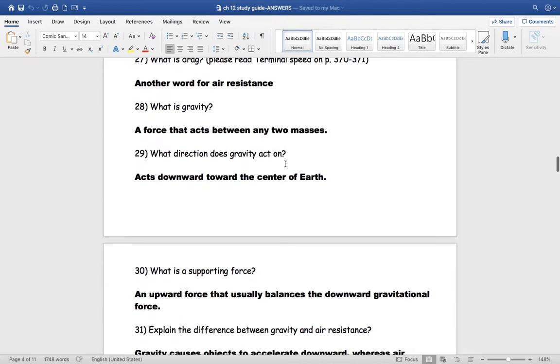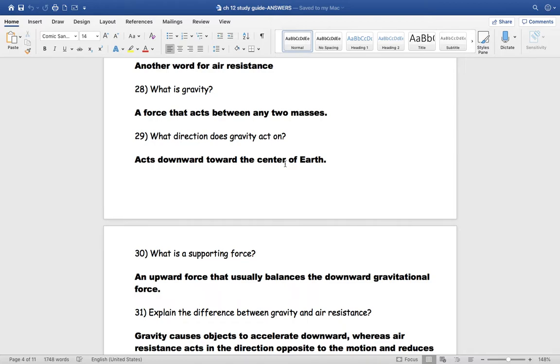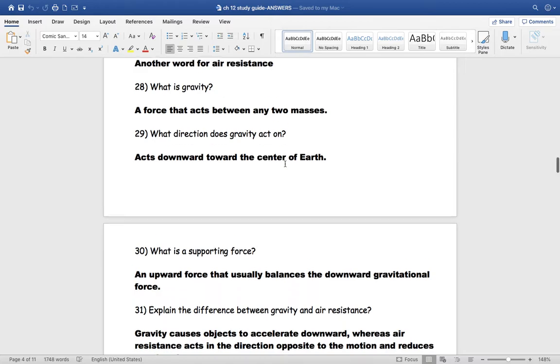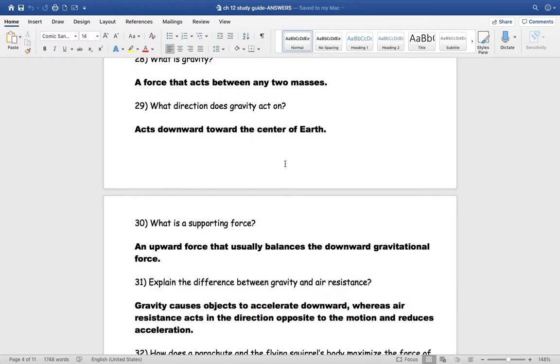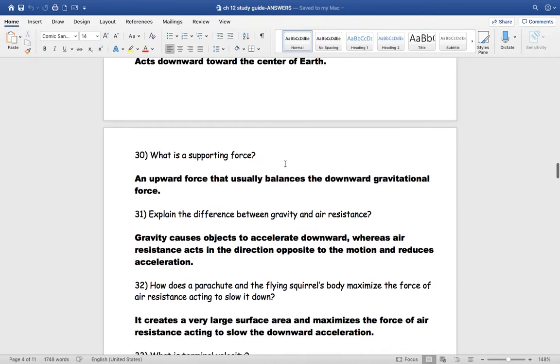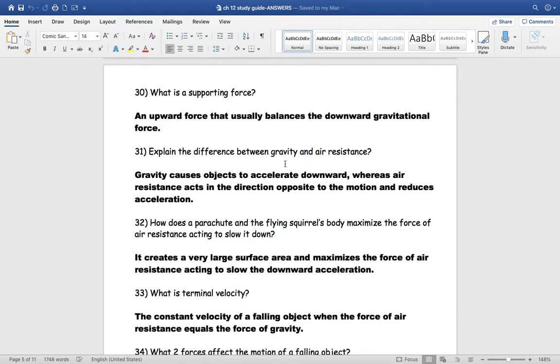All right, 28. What is gravity? It's a force that acts between any two masses. What direction does gravity act in? It acts downward toward the center of the earth. 30. What is a supporting force? It's an upward force that usually balances the downward gravitational force. 31. Explain the difference between gravity and air resistance. Gravity causes objects to accelerate downward, whereas air resistance acts in the opposite direction to the motion and reduces the acceleration. So gravity is pushing down, and air resistance is basically pushing up.